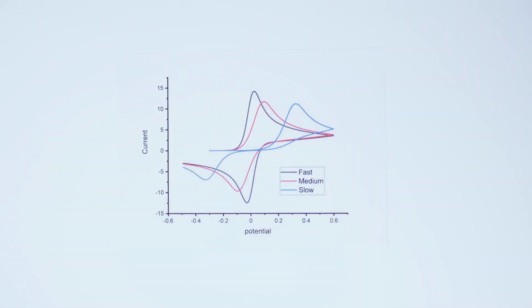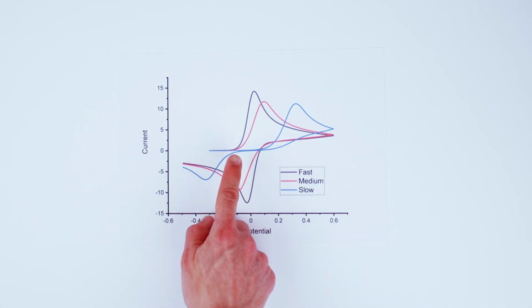A linear fit of the peak height versus the square root of the scan rate can give us either the diffusion coefficient or, for example, the real surface area. But beware that this only works with reversible reactions.